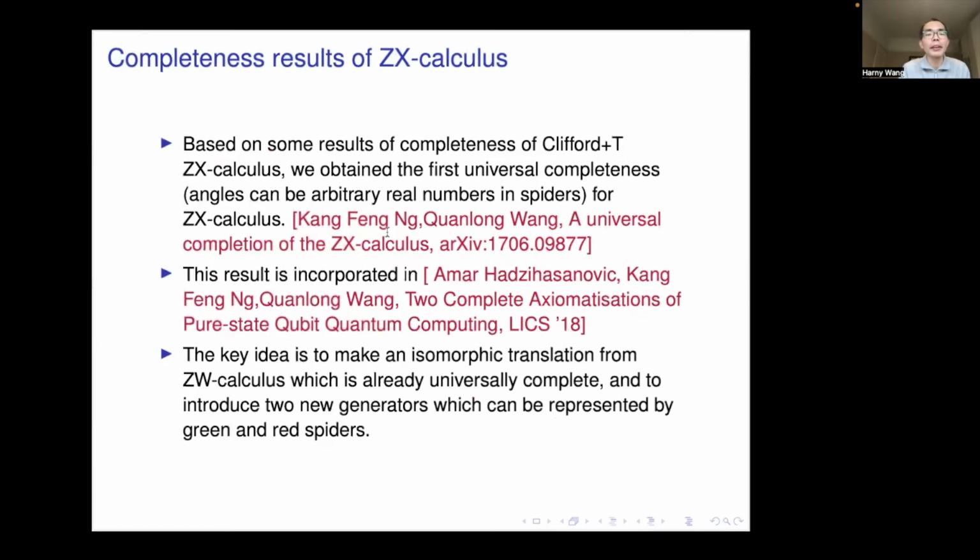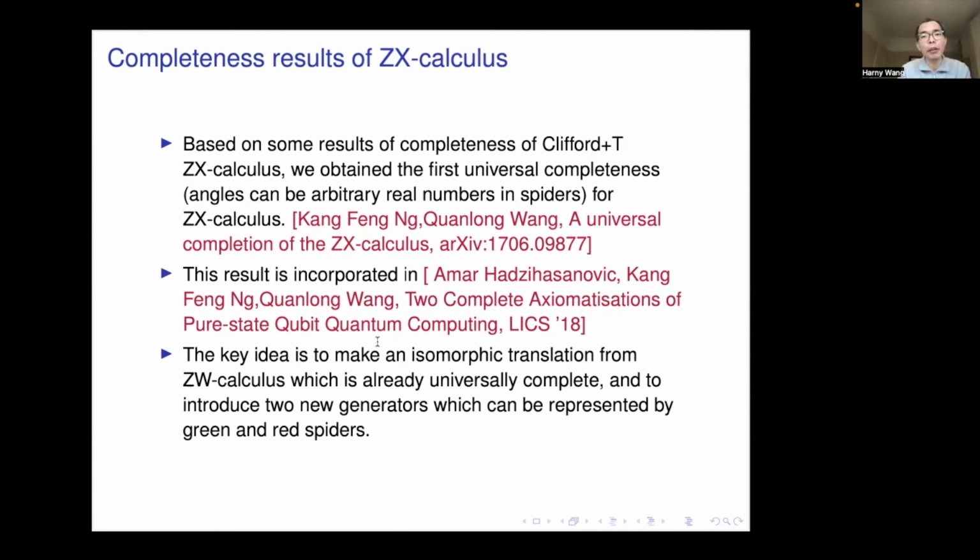Then me and another, Kangfeng, we proved that we can do it for any angles, not just when the spider angles are multiples of pi by 2 or pi by 4. For any real numbers, we can show that they are complete. This is basically the idea, but I don't want to show much of the detail.